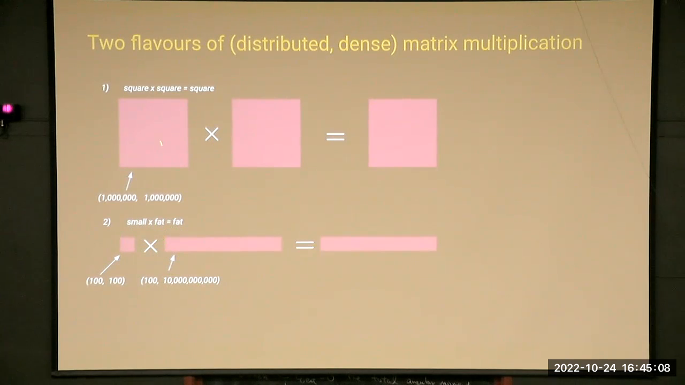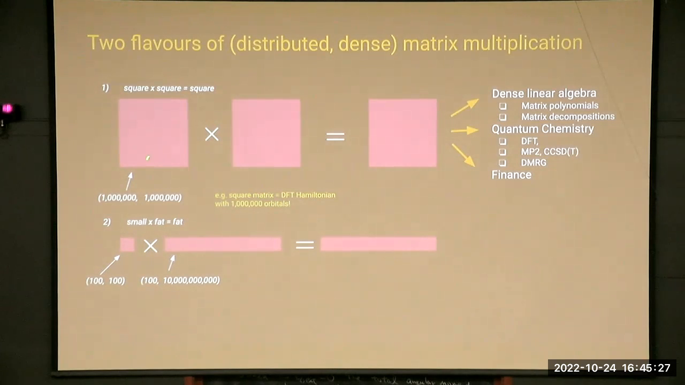So here was 1,000,000 times 1,000,000. This is 100 times, I don't know these numbers anymore, 10 billion or something. The number of coefficients here and here are the same, just that you are organizing it in a different way.